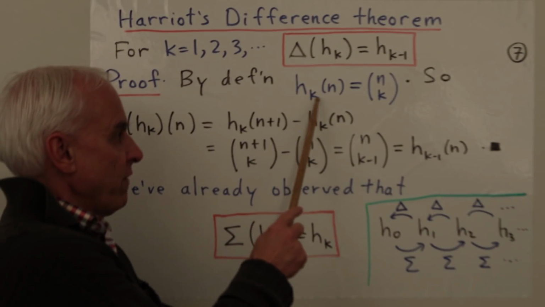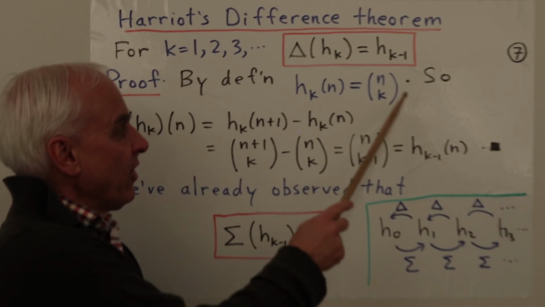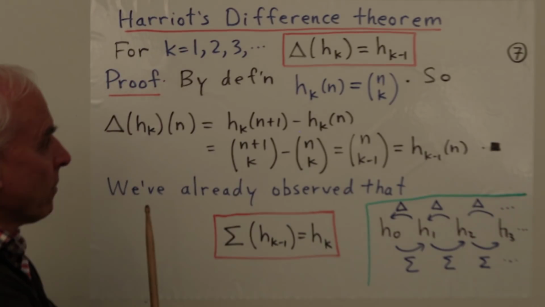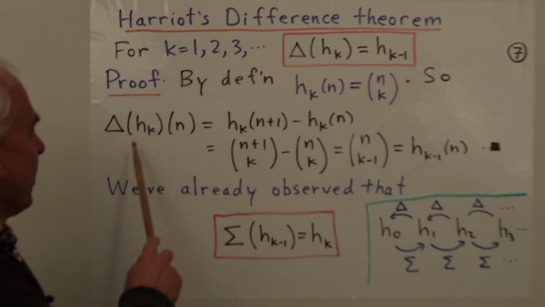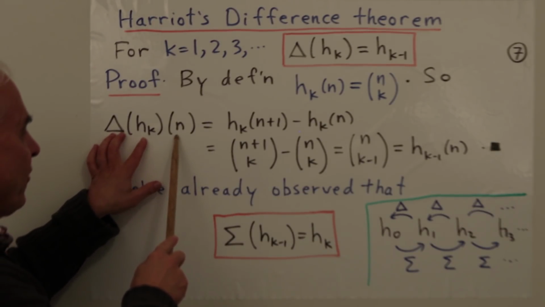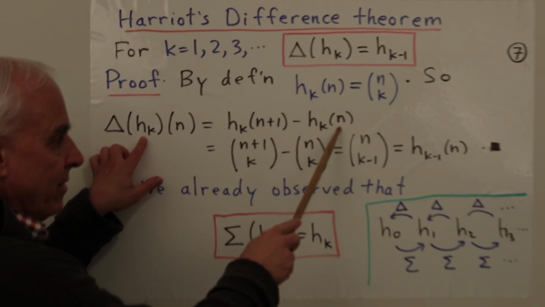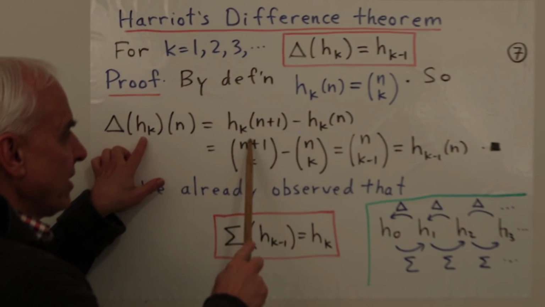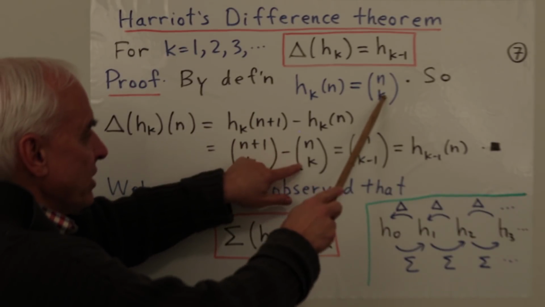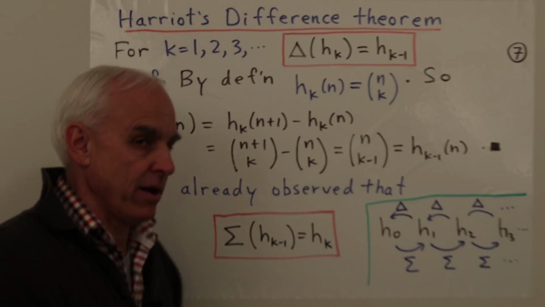The definition of the sequence hk: the nth term in the sequence is n choose k. So the difference of hk of n. How do you take the difference of a sequence? You take the sequence at n plus 1 and you subtract the value at n. So this term here is n plus 1 choose k, this term is n choose k. So n plus 1 choose k minus n choose k.